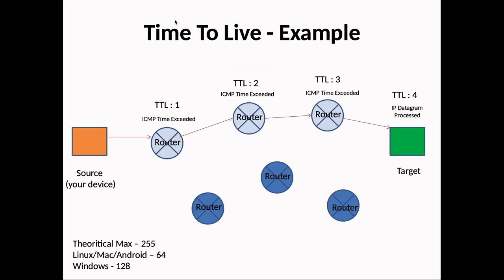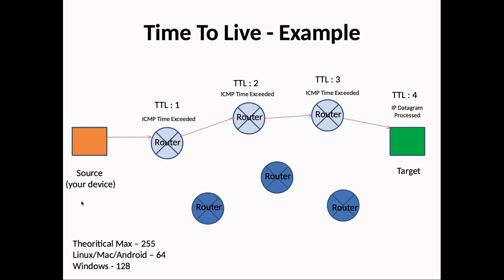Lastly, let's try to understand this diagram and wrap up this discussion. The theoretical maximum for TTL is 255. Linux, Mac, and Android set it to 64. They are all ultimately Linux variants. Windows, however, sets it to 128. Let's try to understand the various elements in this diagram.